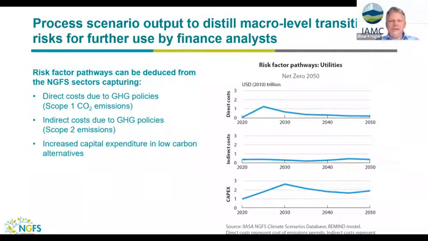The second one is the indirect costs, where it's in the supply chain. So upstream costs, you have higher input prices. And the third one is increased capital expenditure in low carbon alternatives. That was combined into these risk factor pathways, and that's something that the users then could take and do more detailed analysis for their portfolios.